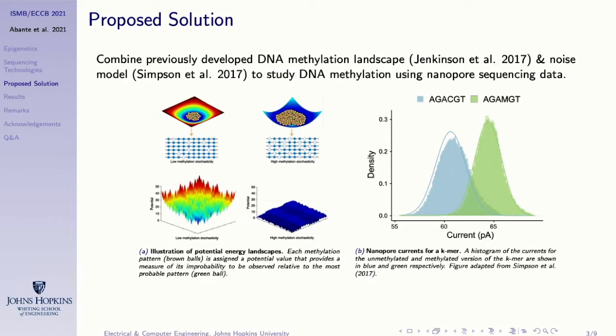To that end, we built upon two previous works. On the one hand, we used the DNA methylation landscape proposed in 2017 by Jenkinson et al., consisting of a biology-inspired landscape energy function, which assigns a potential energy to each possible methylation pattern. High energy values indicate improbable methylation states, and vice versa. The main idea can be seen in the left figure. This model will constitute the hidden, unobserved state in the proposed approach. But how do we account for the noise in the signal? Well, we do that through Gaussian emission probabilities previously estimated by Simpson et al.